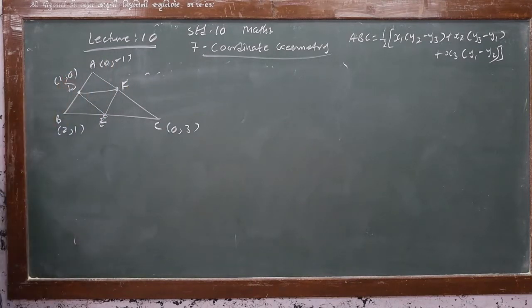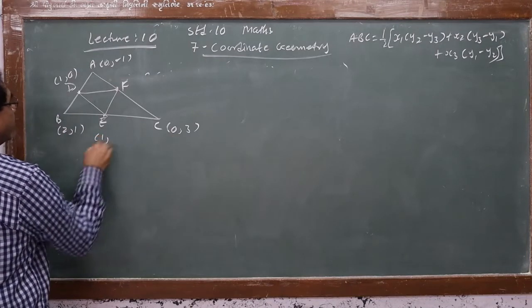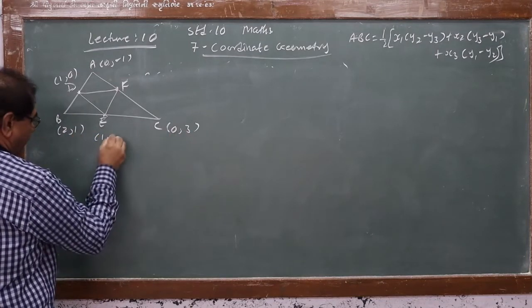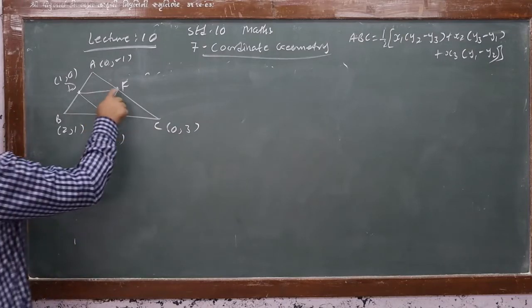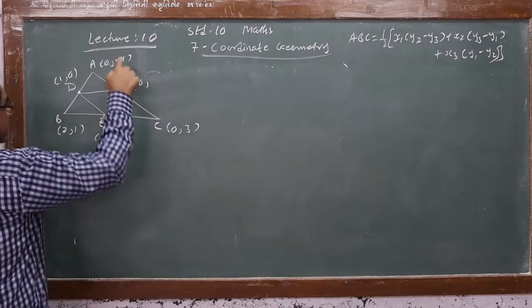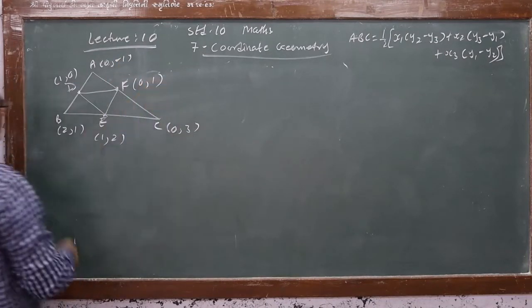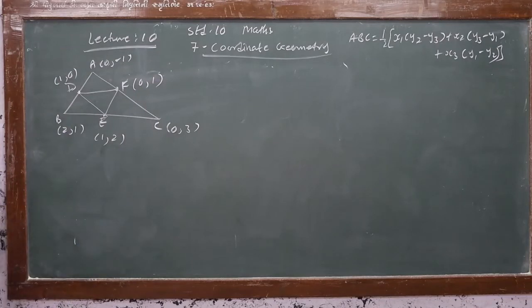So D is this. E: 2 plus 0, 2 upon 2, 1. 1 plus 3, 4 upon 2, 2. Now F: 0 plus 0, 0 upon 2 is 0. -1 plus 3 is 2, 2 upon 2 is 1. So we have found out the vertices of the midpoints of all these 3 sides.